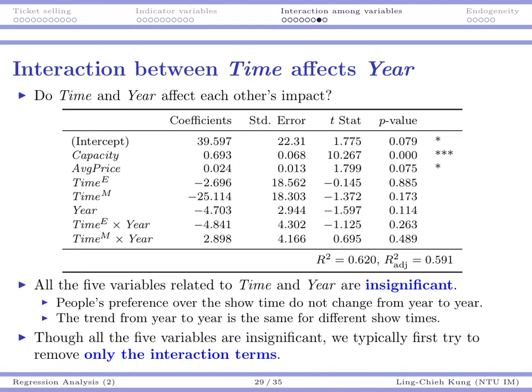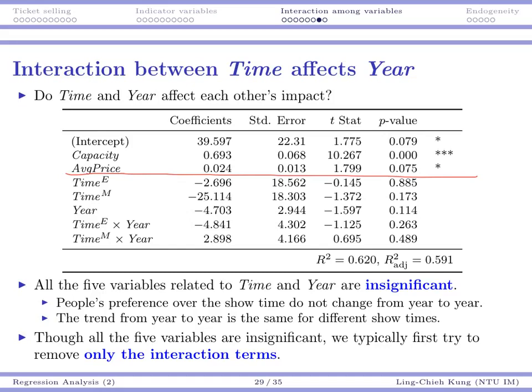It's not always the case that an interaction is significant. For example, if we suspect people's preference for time is affected by year, then we may want to add time times year as our interaction variables. And if we really do that, we will see that all the variables that are related to time and year are insignificant. So that means people's preference over the show time does not really change from year to year.